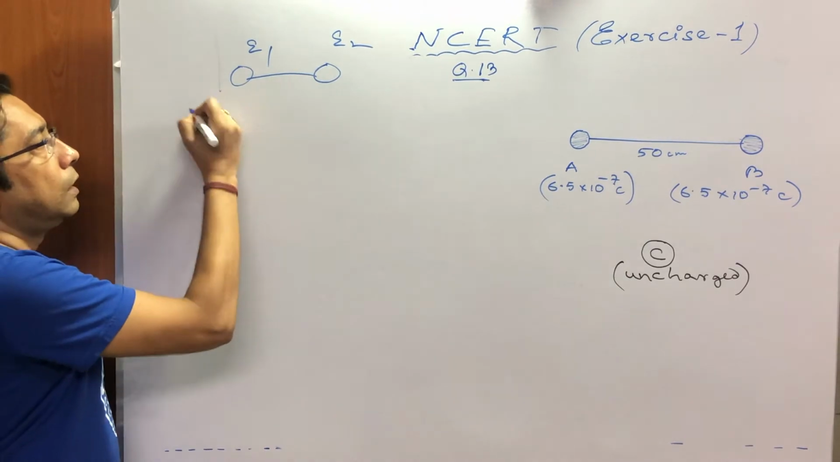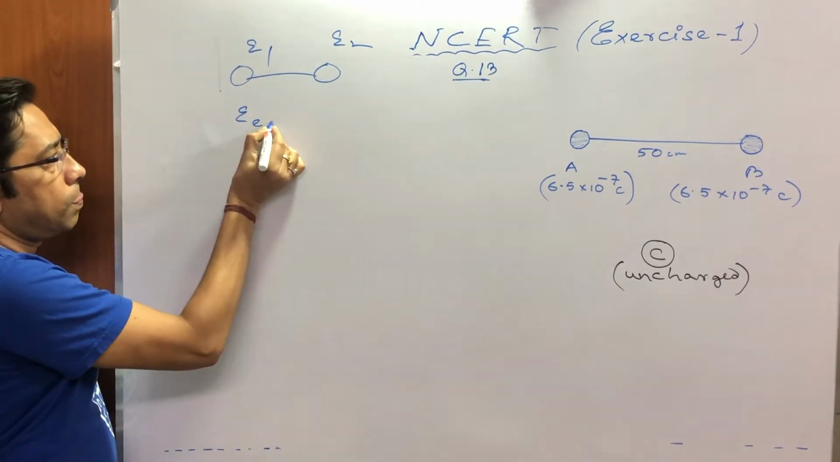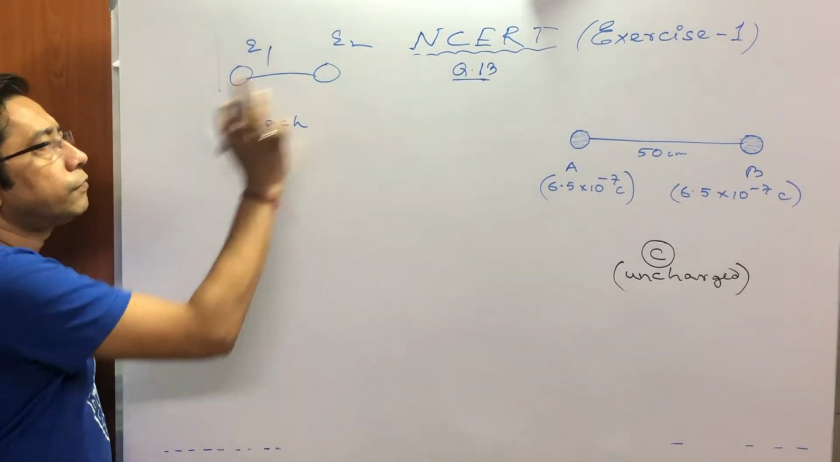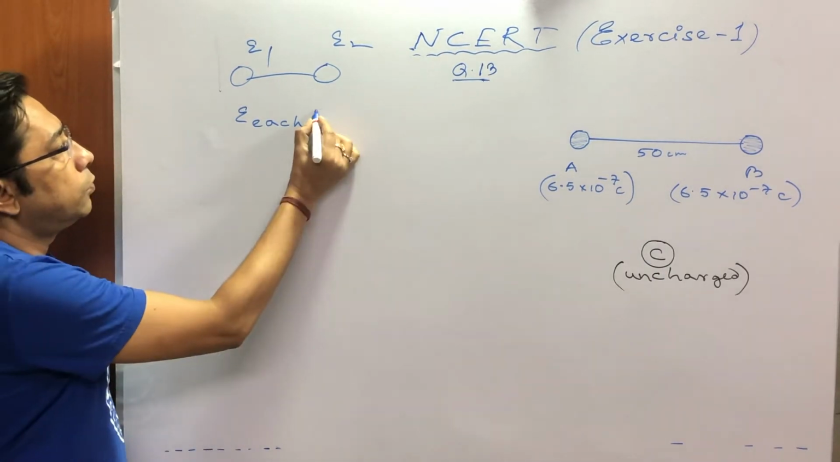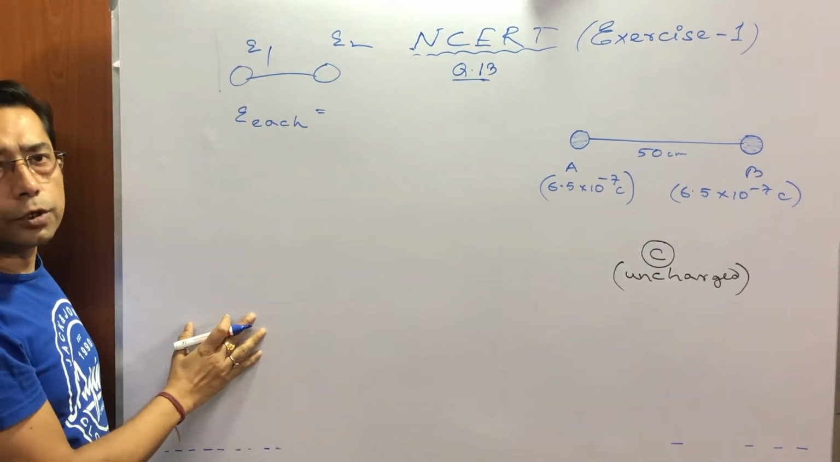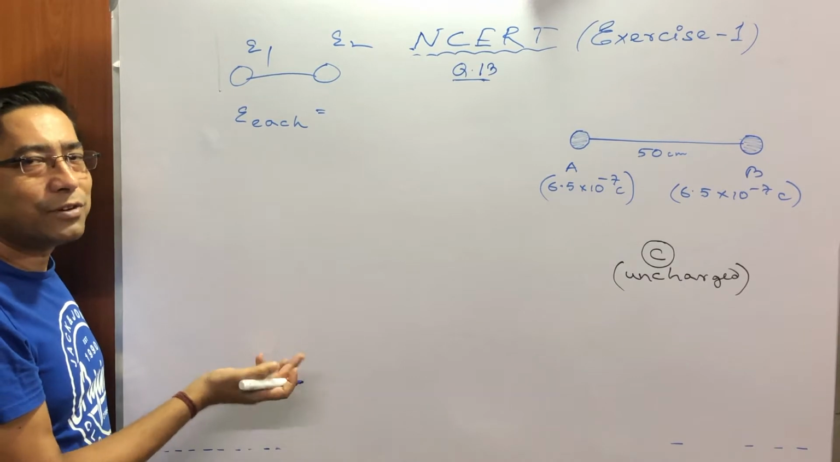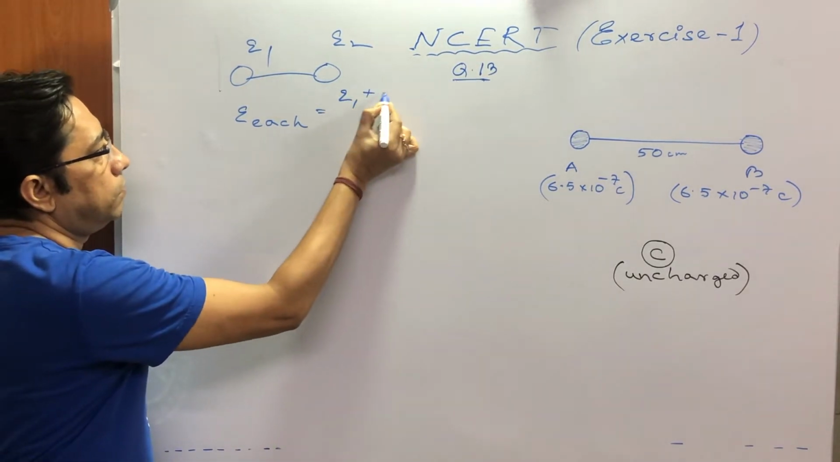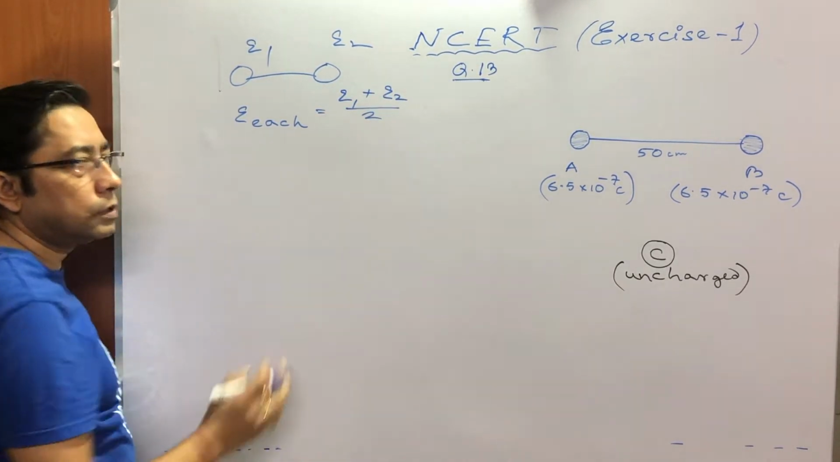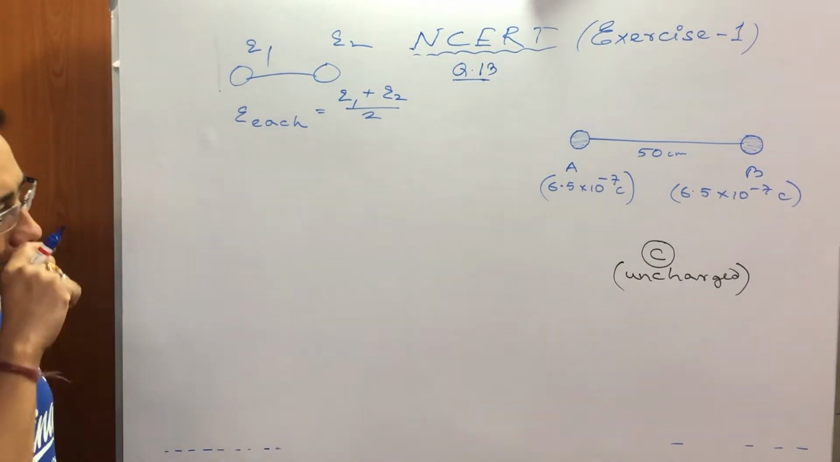But till now, let us understand one thing. If they are of equal size, then both will acquire an equal amount of charge. And that would be how much? The simple average of them, that is (Q1 plus Q2) by 2. That is the rule. We will understand this. Now, let us apply this.